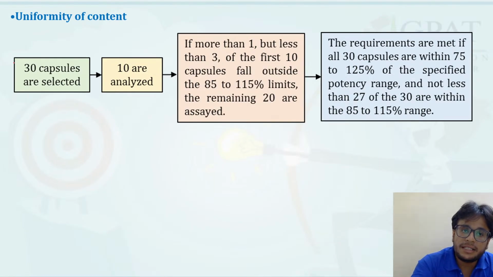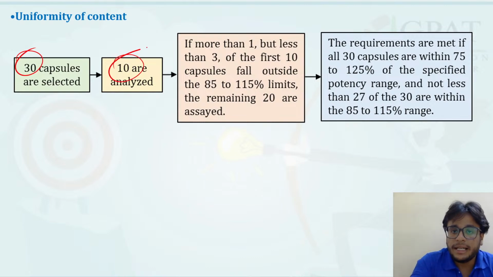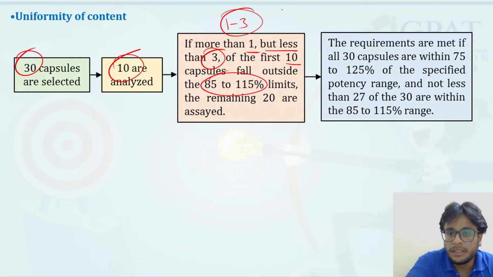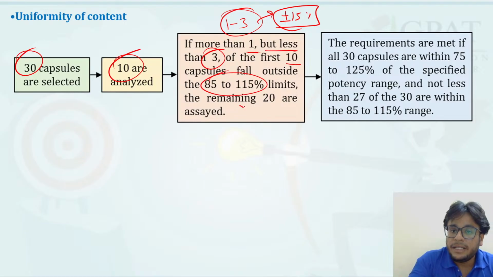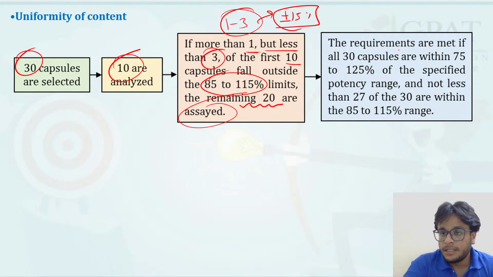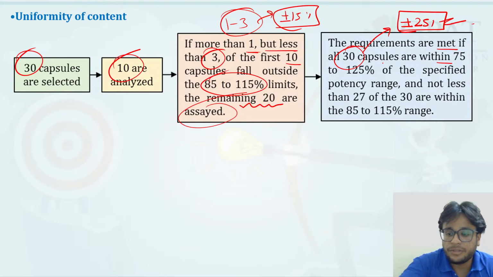Content uniformity: in the same way, we have to take 30 capsules. 10 are analyzed first; not more than 1, but up to 3 capsules from the first 10 are allowed to have a percentage variation of plus or minus 15%, and the remaining 20 are assayed. The requirement is met if all 30 capsules are in the range of plus or minus 25%.